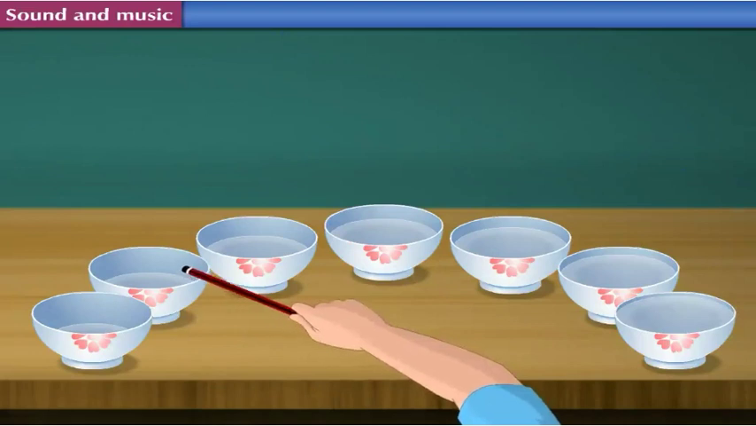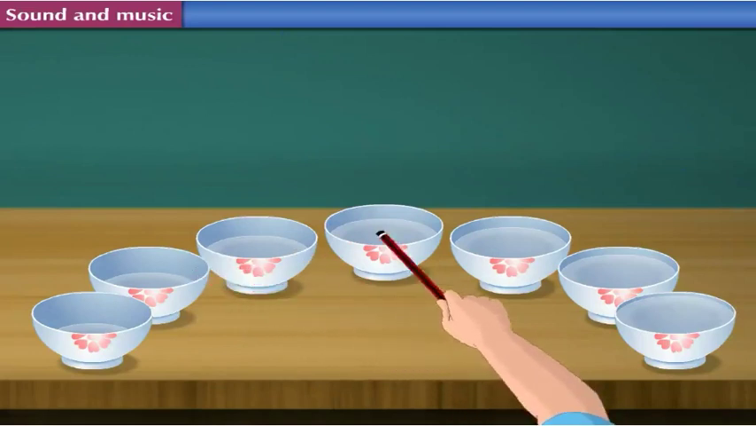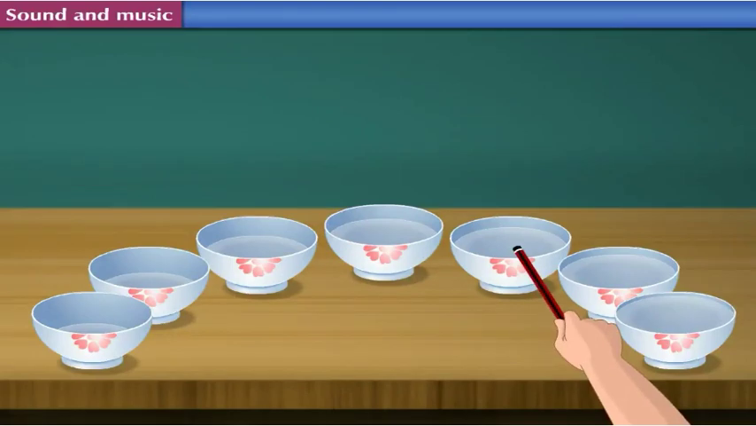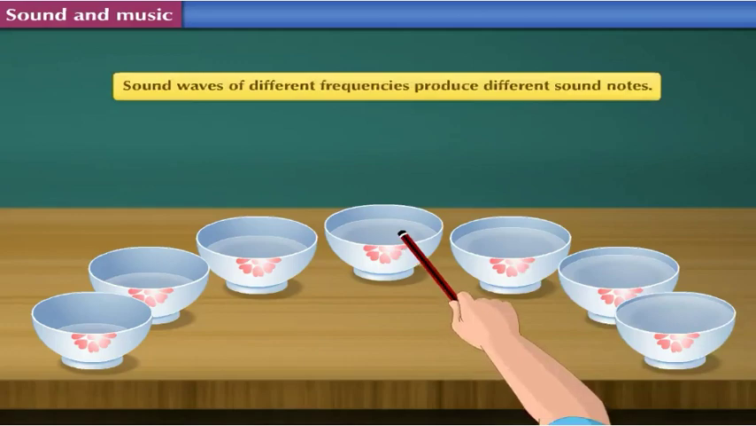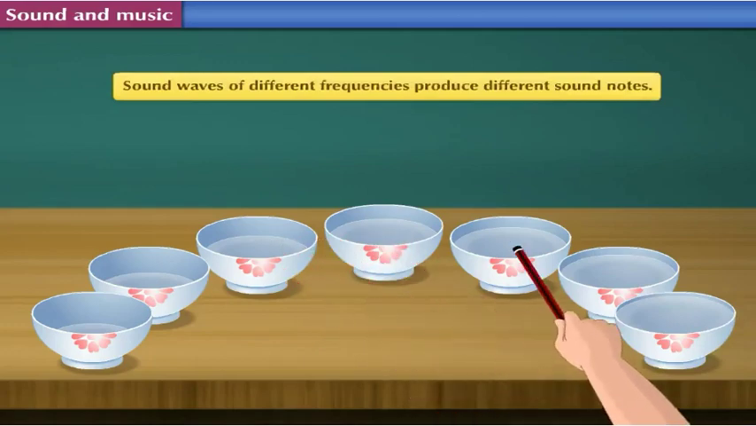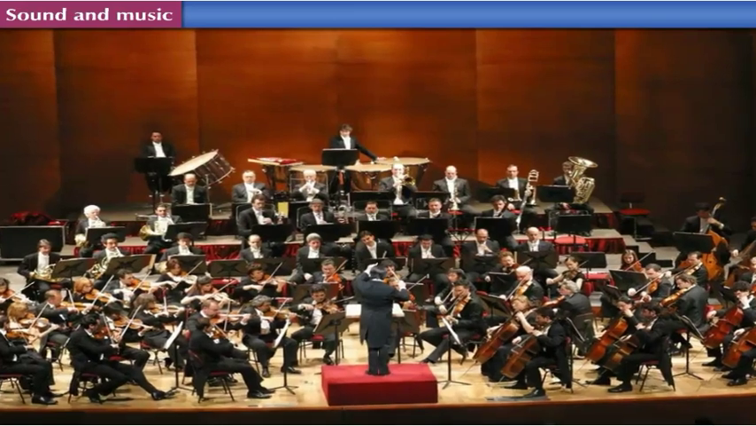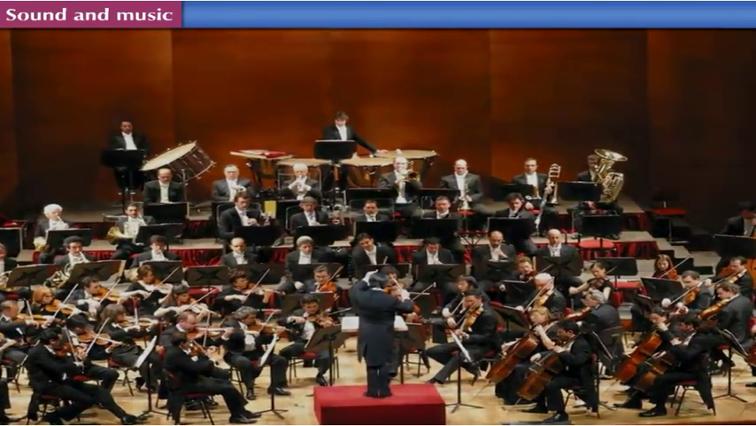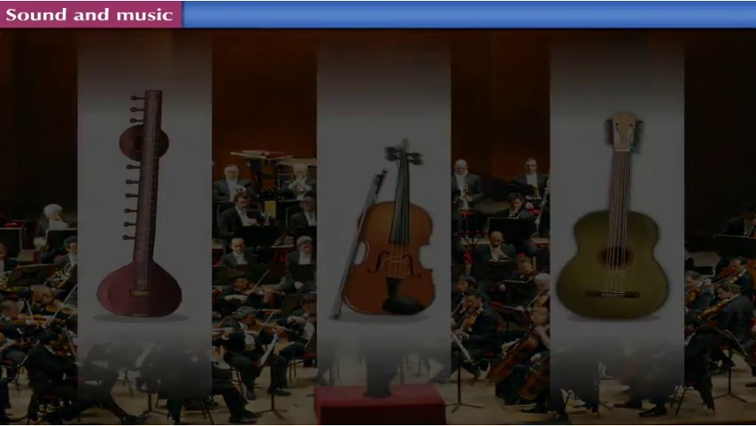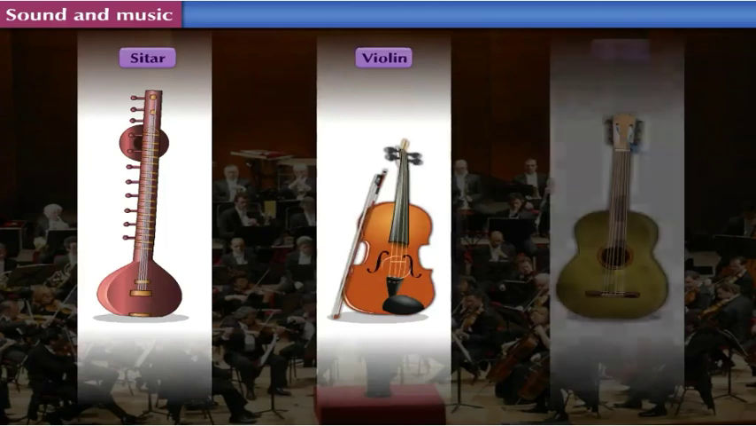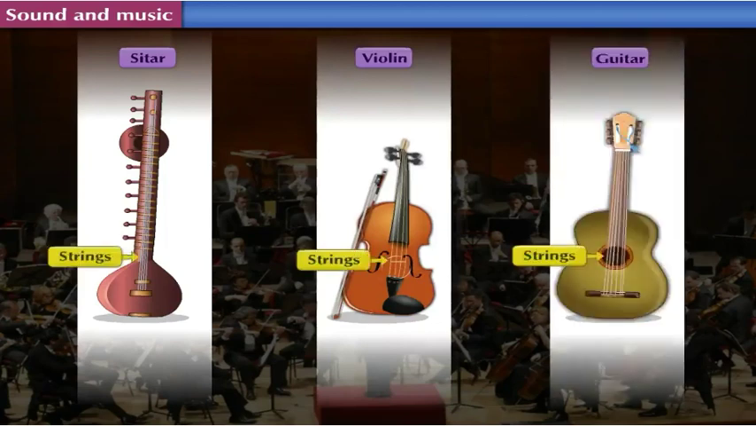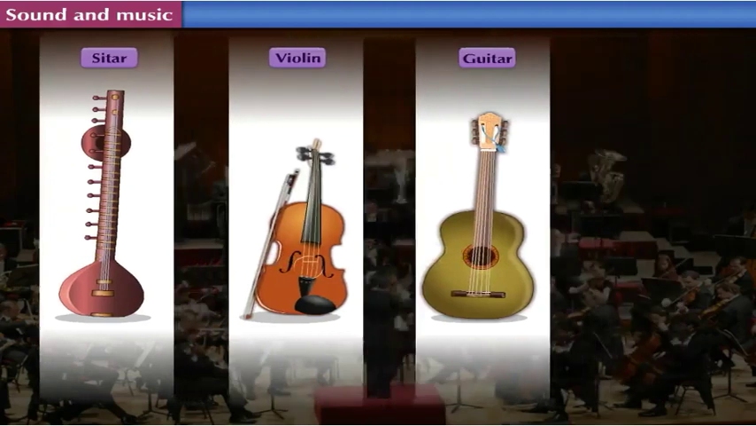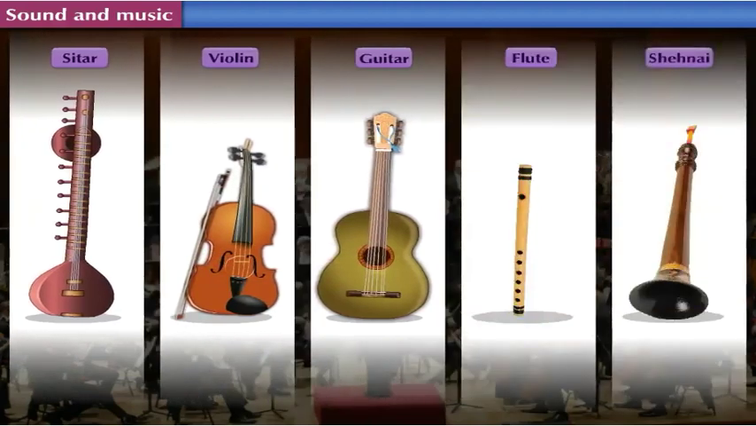In the previous part of this chapter, we have already learned that if the frequency of sound wave is changed, different sound is produced. Sound waves of different frequencies produce different sound notes. In the field of music, various musical instruments are used for creation of sound notes. This includes instruments like sitar, violin, guitar, which use strings for production of sound, and instruments like flute, shehnai, which use air blown into pipes for the production of sound.